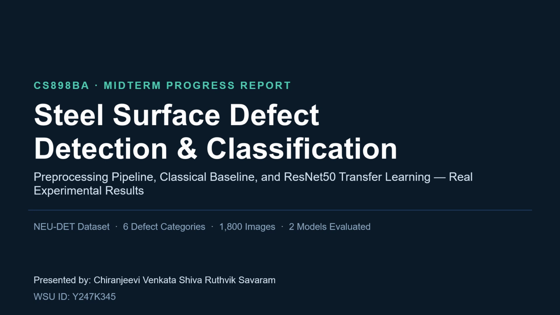Today I am going to present my midterm progress for my project called Steel Surface Defect Detection and Classification. The goal of my project is to automatically classify different types of steel surface defects using image processing techniques together with both traditional machine learning and deep learning models. For this project, I am using the NEU Surface Defect Database, which contains 6 categories of steel surface defects commonly used for benchmarking defect classification algorithms.